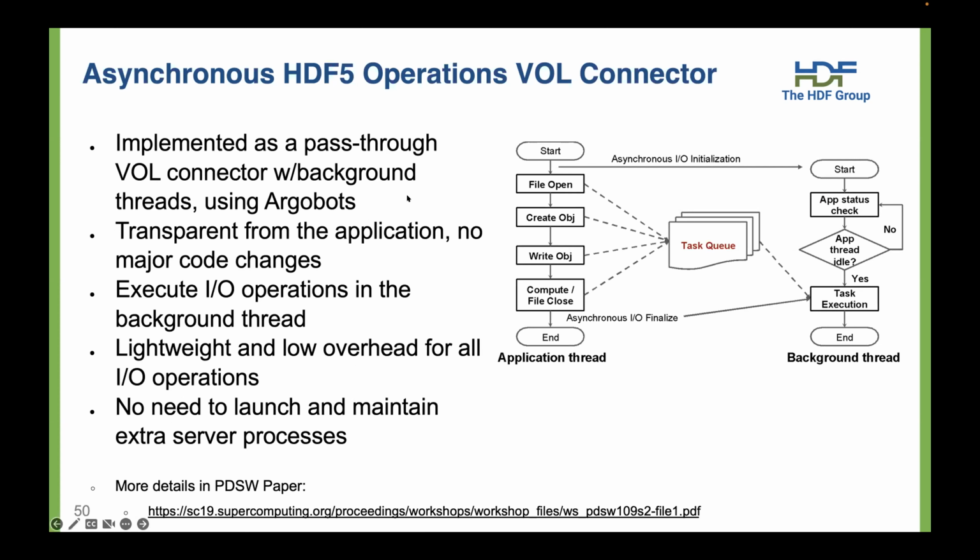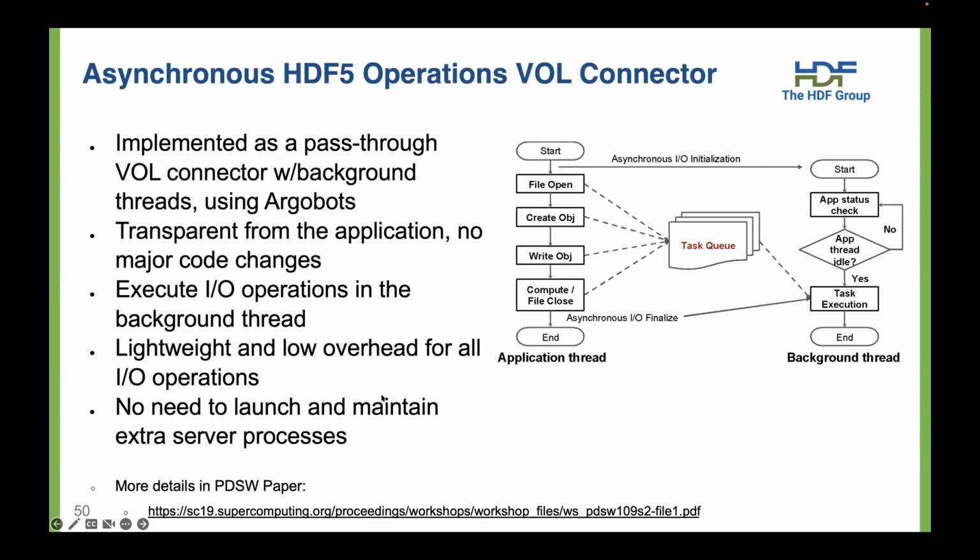Basically it's implemented as a pass-through, so the actual file will just be a standard HDF5 file. The async VOL will capture, for example, H5Dwrite calls, create the background threads with Argobots, and then do the writes in the background. It won't be a lot of overhead, but it still will create background threads for the async operations.